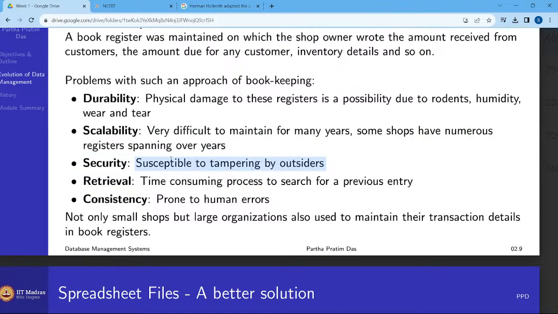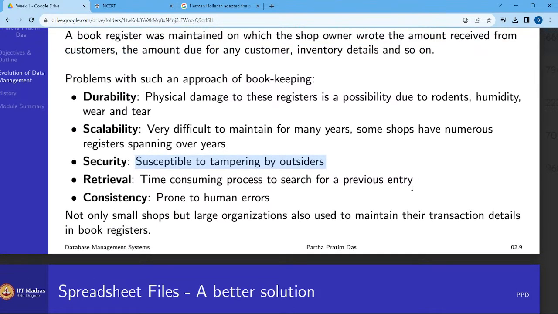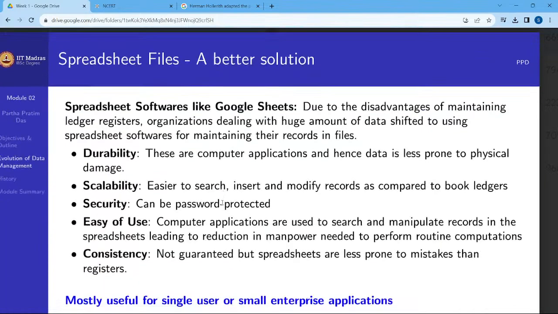Security: let's say you wrote 10 rupees as a ledger entry, or 10 rupees as the price to pay to someone. Someone can easily add another zero or a few more zeros. Time consuming: this was a really time consuming way. It took a good chunk of time to use this method of data management. Obviously, any system that requires direct human contact is highly prone to human errors.